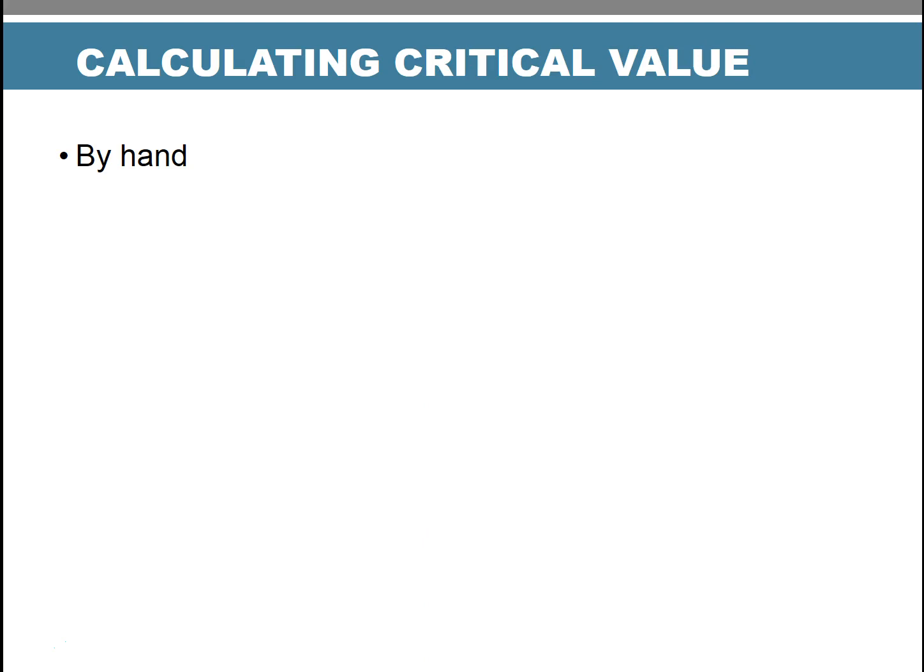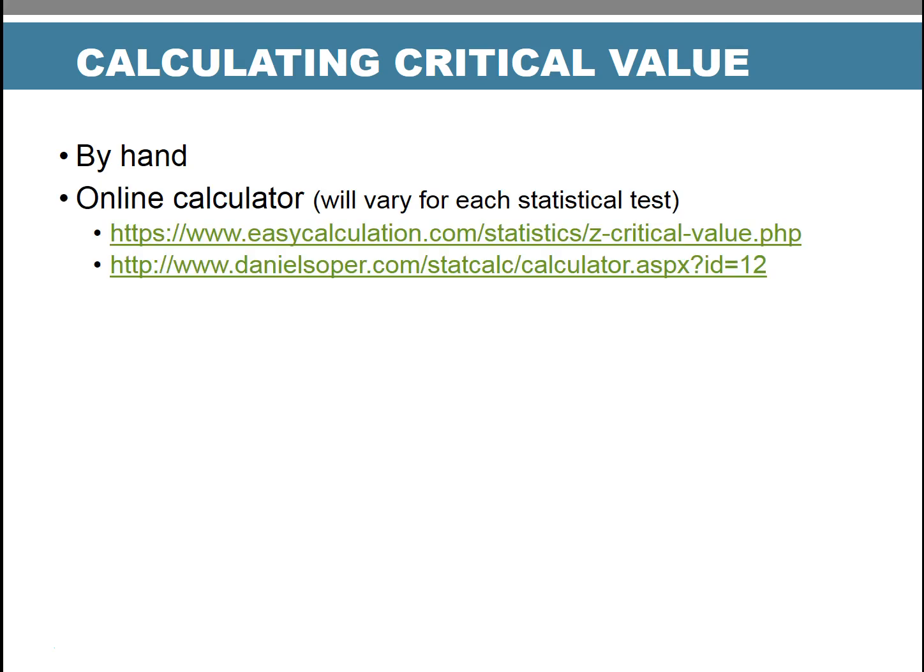To calculate our critical value, we can do this either by hand, by looking in a table, or using an online calculator. The calculator that you use will vary for each statistical test. There's a slightly different method for determining the critical value based on the test, so just be aware of that. But I am going to go ahead and show you how to find your critical value by hand, and then also an example of finding the critical value using an online calculator.